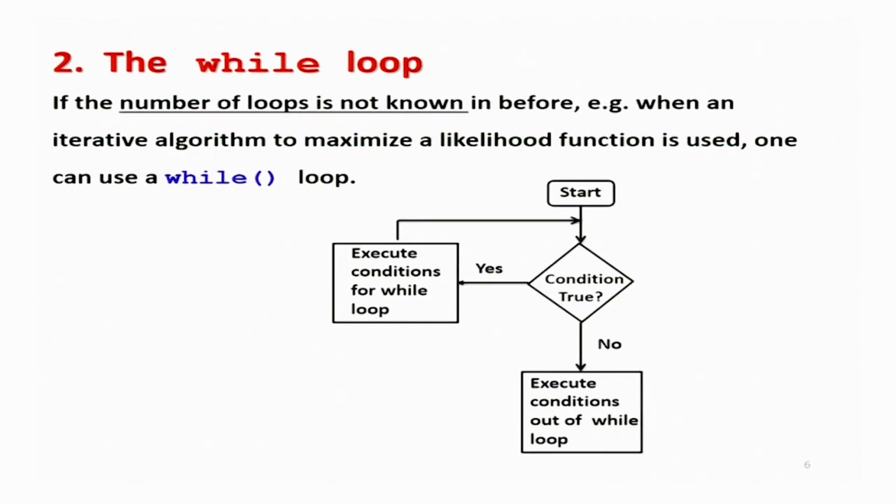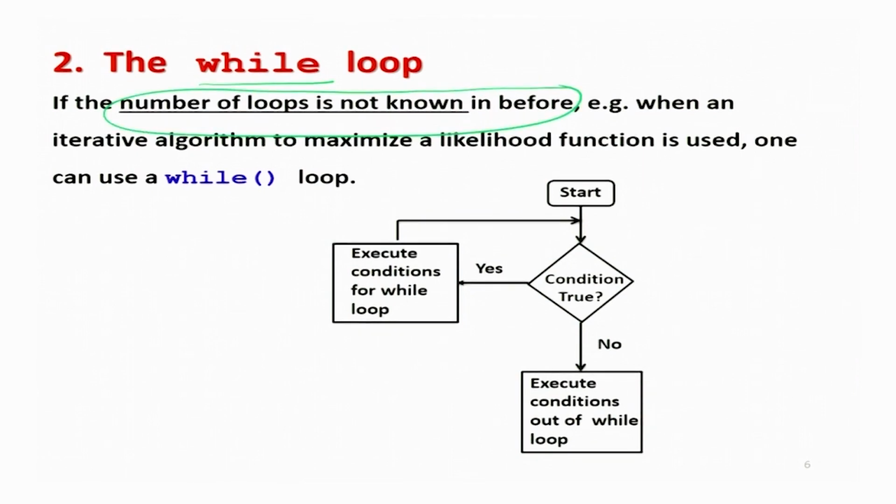Now we consider another loop, which is called the while loop. As the meaning of the word suggests, this loop is going to be executed as long as the condition remains true. In this case the number of times you want to repeat the loop is not known to us, so that is why we give a condition in terms of while. One of the basic things you have to keep in mind is that the while loop is used when the number of loops is not known in advance.